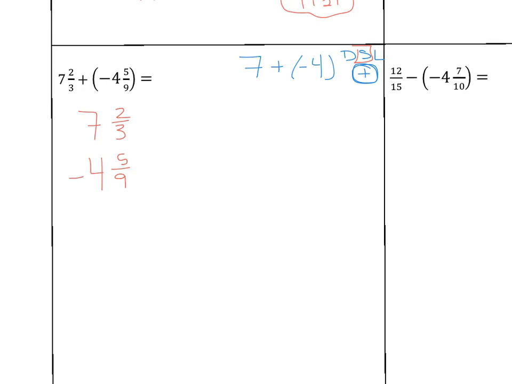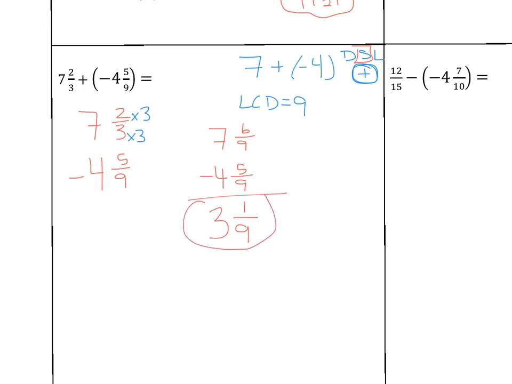I need common denominators. My least common denominator is going to be 9. So times by 3, times by 3. I like to rewrite my problem, so now I have 7 6/9 minus 4 5/9. Looks like I'm not going to have to regroup because I can do 6 minus 5. 6 minus 5 leaves you with 1/9. Subtract your whole number parts. 7 minus 4 is 3. So my final answer is 3 1/9.